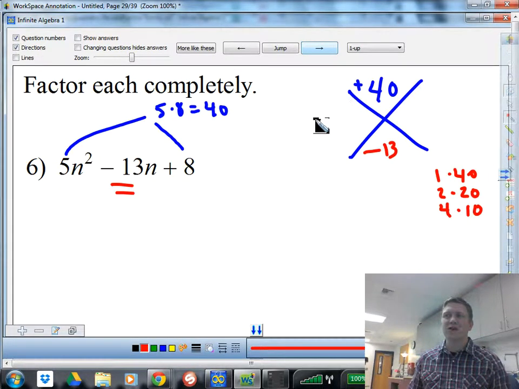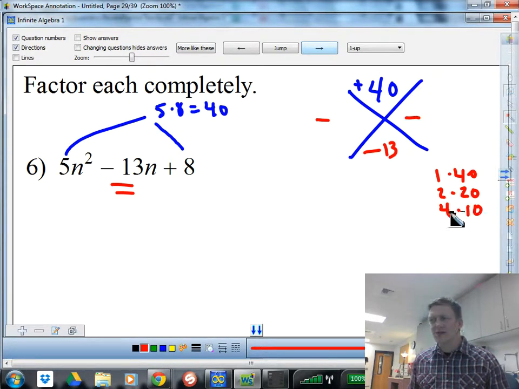That means I know this is going to be negative and this is going to be negative, because I know this is a minus right here. A negative times a negative gives you a positive when multiplied, but when added together they give you a negative number. So let's think about all these combos over here. Are there any other combos that could work?